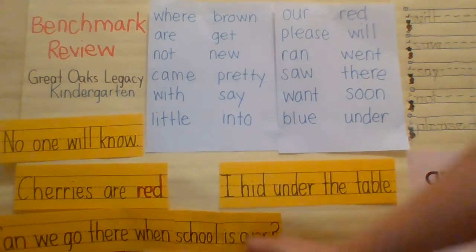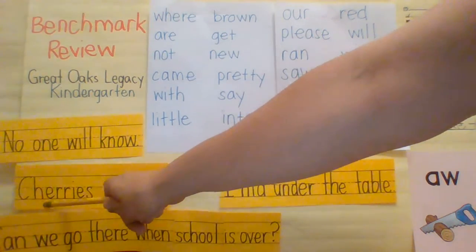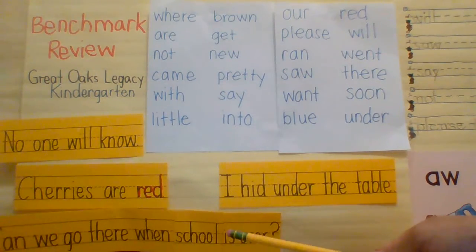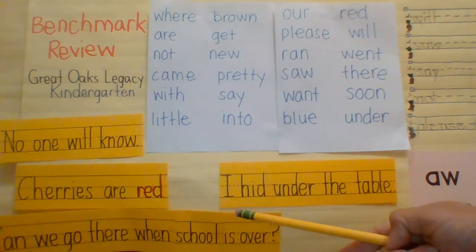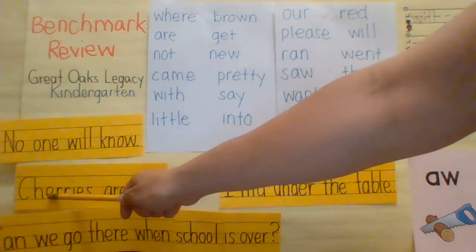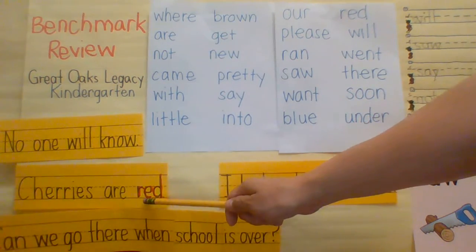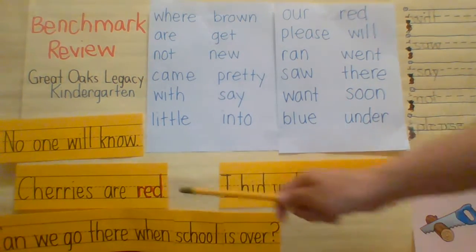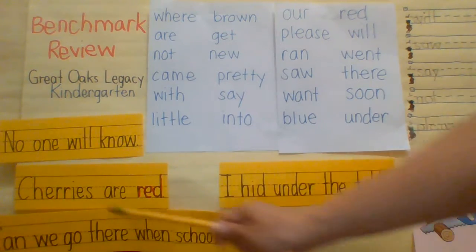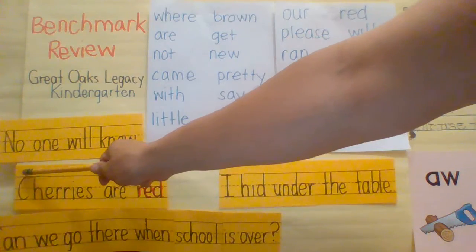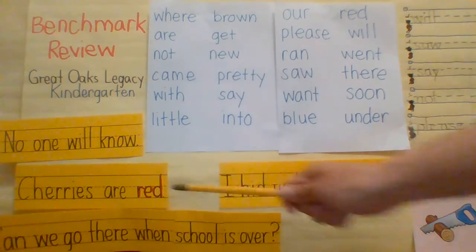Our next sentence says, ch. We practice our digraphs. That's two letters that make one sound. Ch. Aries are red. We start our sentence again with a capital letter, our sky letter. And then we ended it with a period.